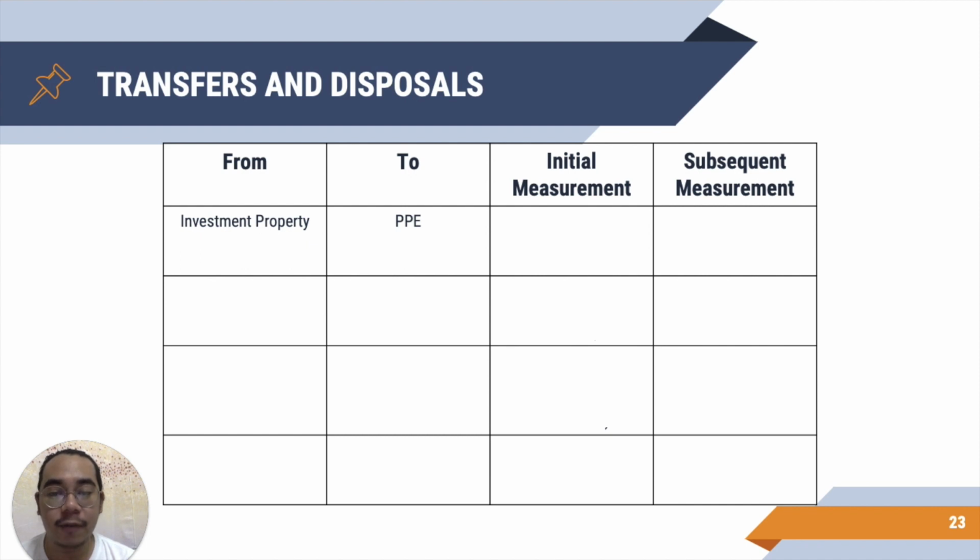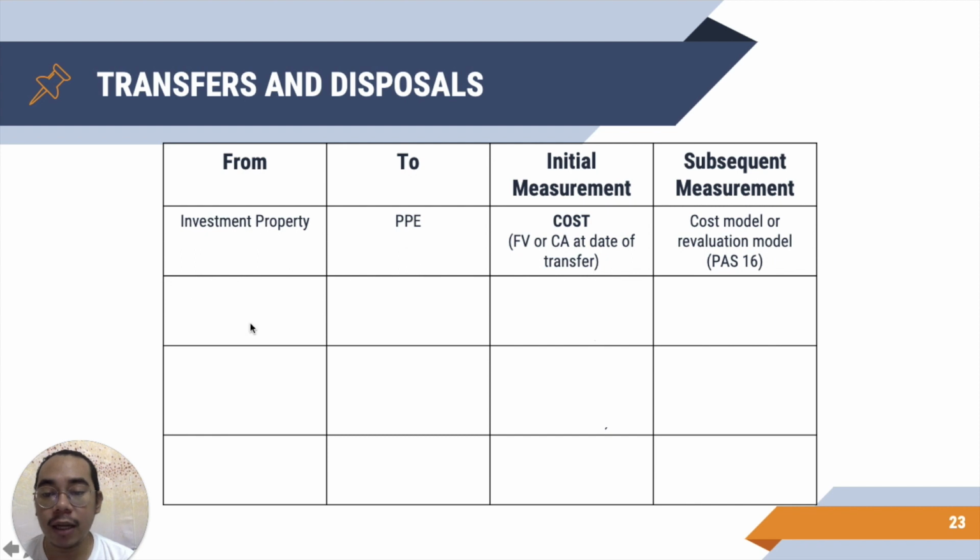So, at the date of transfer, you measure it at cost, which is the fair value or the carrying amount at the date of transfer. So, take note, dahil investment property siya dati, you can either use the cost model or the fair value model. If you use the fair value model, then whatever is the fair value at the date of transfer, yun na yung magiging cost ng magiging PPE mo. If you use the cost model, then whatever is the carrying amount at the date of transfer, then yun na ang magiging cost ng magiging PPE mo. Then, subsequently, you will measure it at cost or revaluation model in accordance with PAS 16 kasi nga PPE na siya.